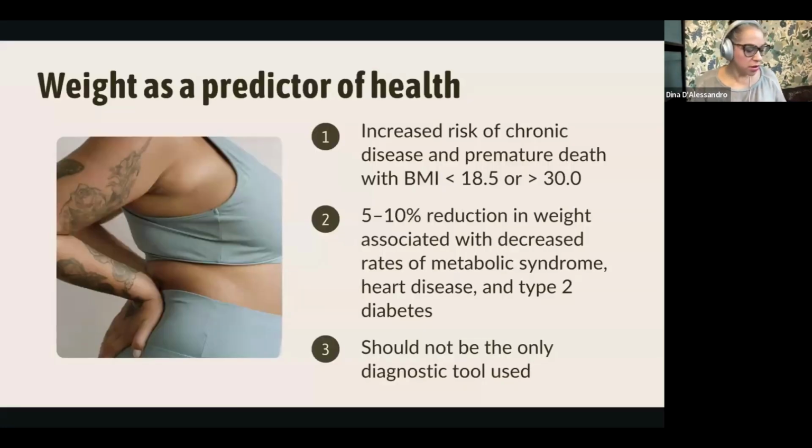All right, so now I'm going to share with you some of the research that does show this correlation about weight as a predictor of health. Now, as you can see here on that first bullet, there is a correlation of increased risk of chronic disease and even premature death. But do you see what's there? It's BMI on either end of the spectrum. So you could be underweight or you could be overweight or obese and still have, statistically speaking, the same increased risk of having type 2 diabetes, heart disease, or dying early.